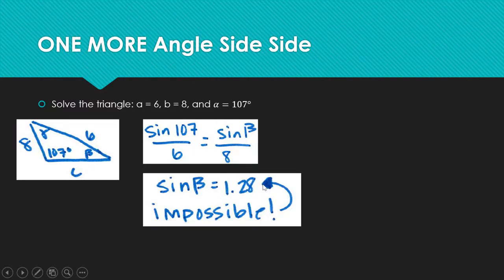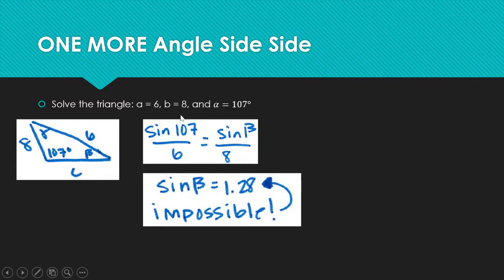It's impossible. If you come back over here and look at this, it said A is 6 and B is 8. Well, that tells me angle beta has to be bigger than angle alpha, right? But alpha is 107.